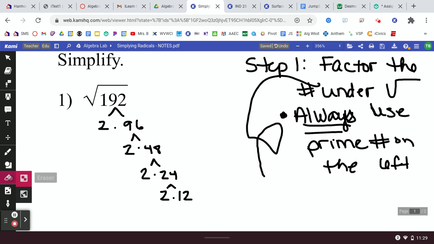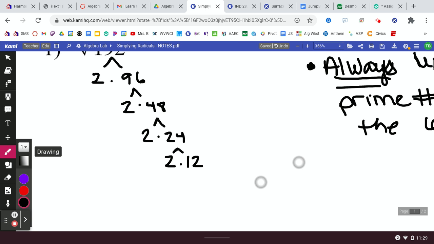Whoops. I hate when it does that. There we go. I was trying to move it up.